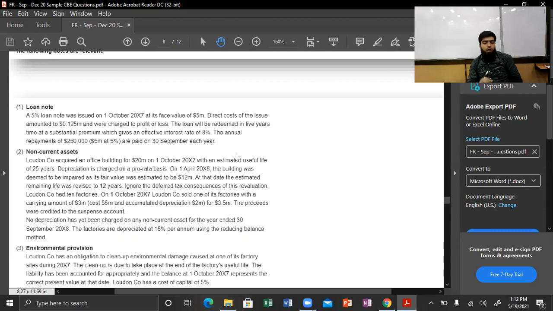Hold on. Now what went on? 0.125 million, that is $125,000, is the amount that should have been deducted. Deducted from where? That should have been deducted from the proceeds, that is the 5 million. But what the accountant has done, he has charged that amount to the profit and loss account, that is, it is expensed out.